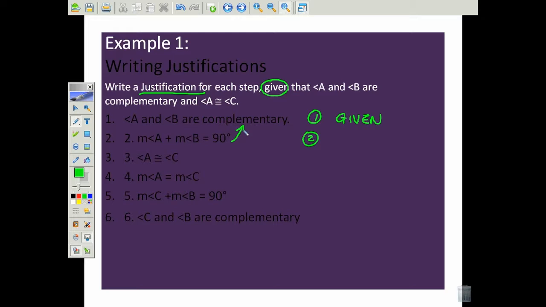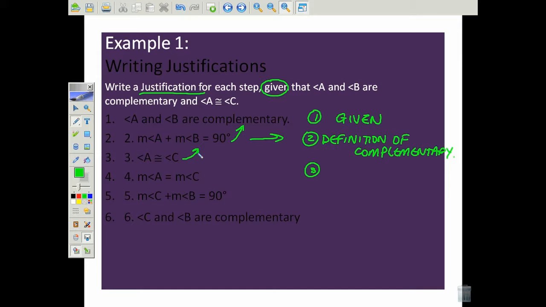And so the reason why we can say this is that's the definition of complementary. That's the definition of complementary, is that they add together to equal 90 degrees. So when we go down to 3 here, we need to figure out why we can say what we say. Here's the pattern. If I look at this step, I'm saying angle A is congruent to angle C. I'm going to look at the previous step.